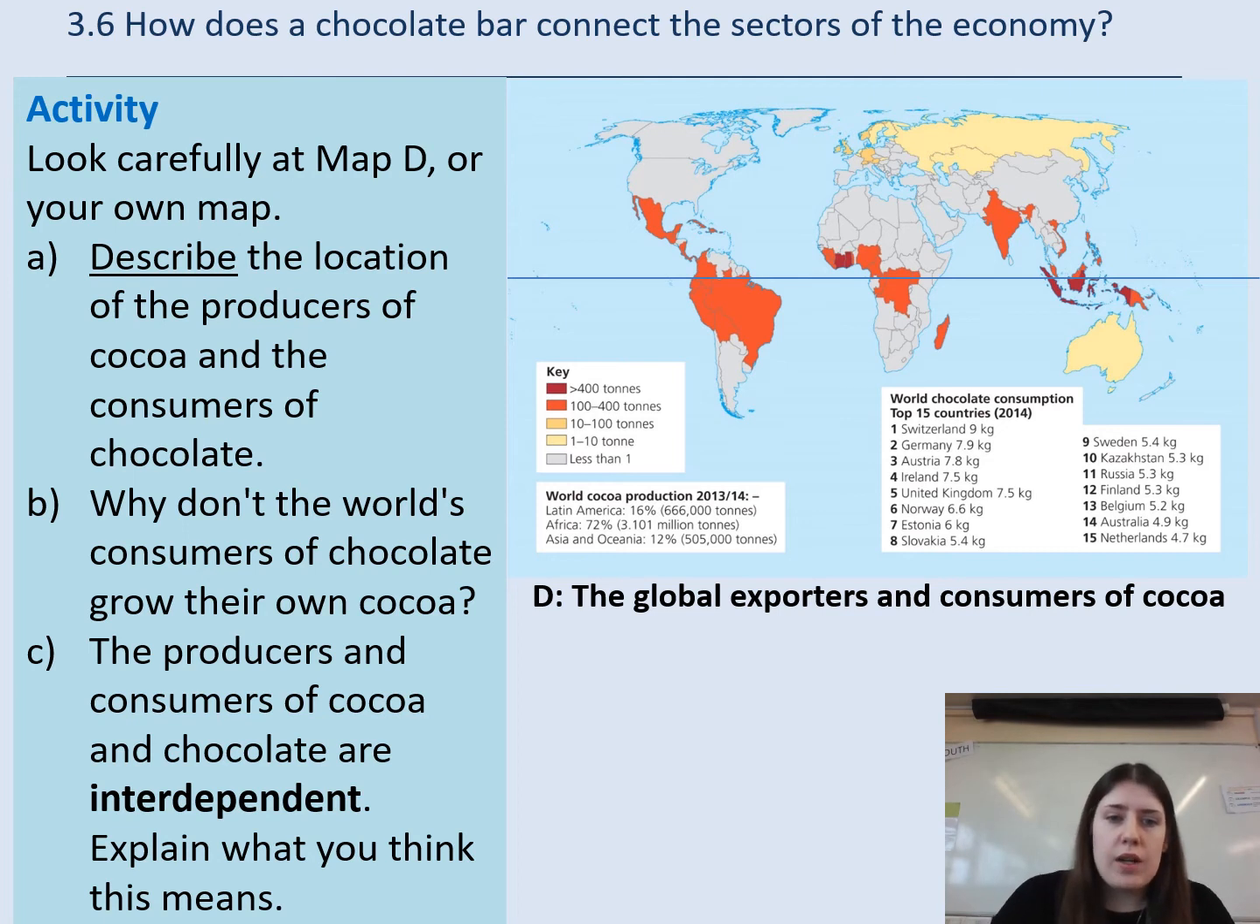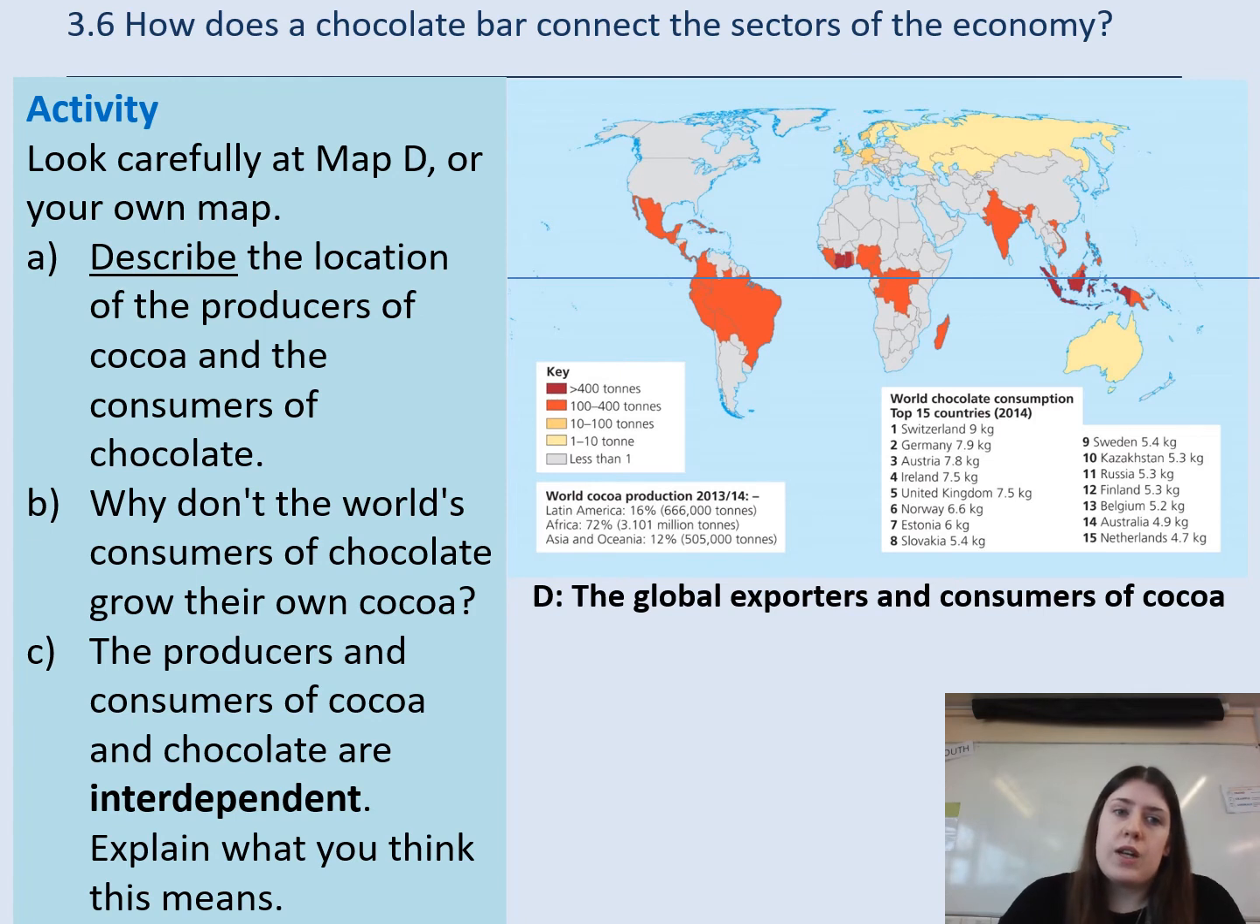For B, why don't the world's consumers of chocolate grow their own cocoa? You just need to think of where you can grow cocoa and why you can only grow it there. And C, the producers and consumers of cocoa and chocolate are interdependent. Explain what you think this means. I won't tell you what interdependent means. See if you know what it means, or maybe you can look it up yourself and see if you can understand how it relates to this.